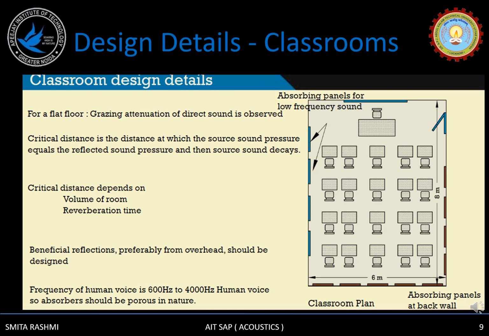In this, one of the side walls is for the absorbing panels for the low frequency sound. I have already told you the low frequency sounds are basically the background noises. Maybe some kind of water going through the pipes which are adjacent to this classroom, or maybe some kind of HVAC noise, or maybe some kind of fan noise. So for those noises, we have to give absorbing panels for specific low frequency sound also.